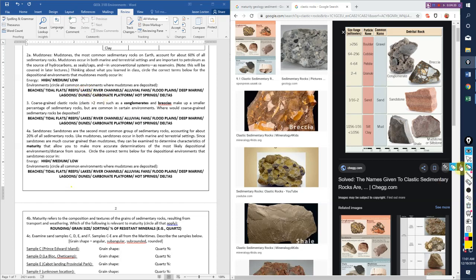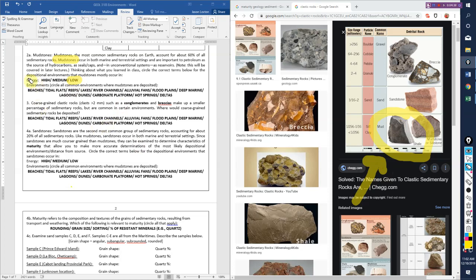So the first one we are looking at is mudstone. So here's our mudstone. So mudstone is what? That's this really fine grain material over here. So what kind of transport energy is going to move this stuff? Well, the very fine grain material requires very little energy. So let's think about a low energy environment.